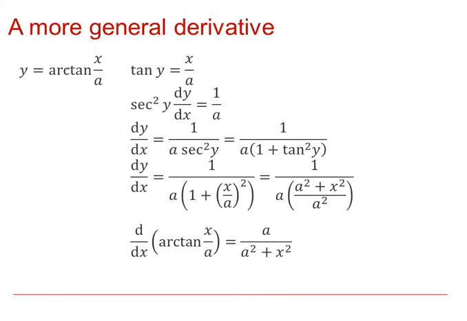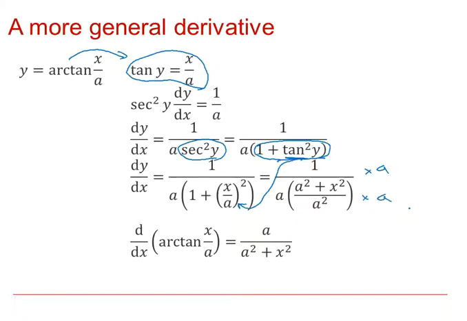So the key things to remember: rewrite the inverse function as tan y is x over a, differentiate it implicitly with respect to x, and then we've used the identity sec squared y is 1 plus tan squared y. Then when we simplify, tan y has been replaced with x over a, and we've put this over a common denominator, in this case of a squared, before we expand the bracket. And if we times the top by a and the denominator by a, we end up with a over a squared plus x squared.